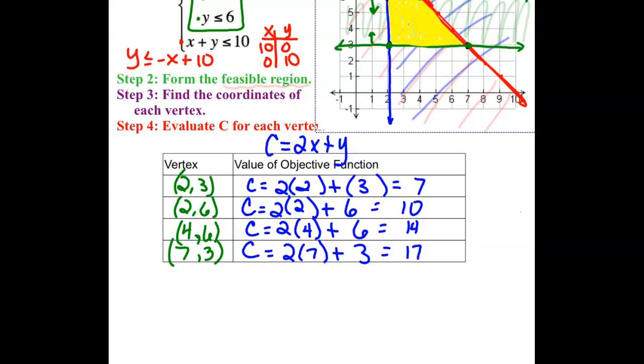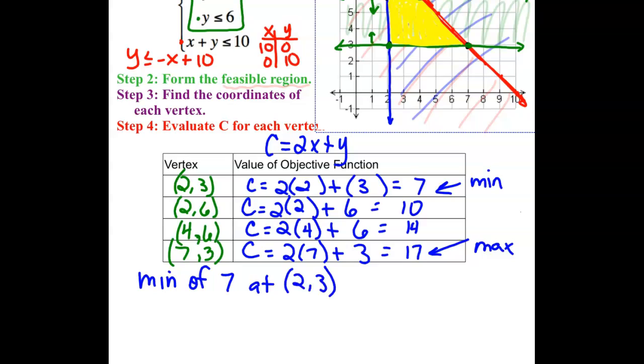And they asked us to find both the maximum and the minimum. So right here is my lowest value, and right here is my highest. So I would say I have a minimum of 7 at the point 2, 3. I have a maximum of 17, and that occurred at the coordinates 7, 3.